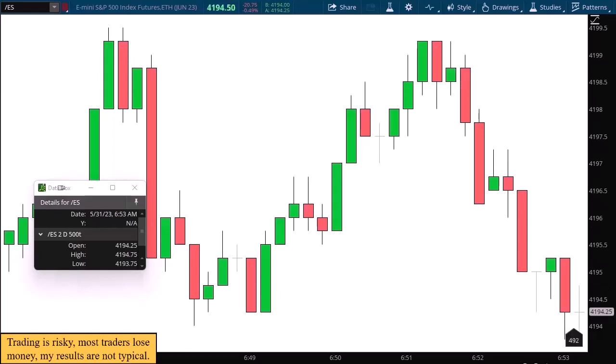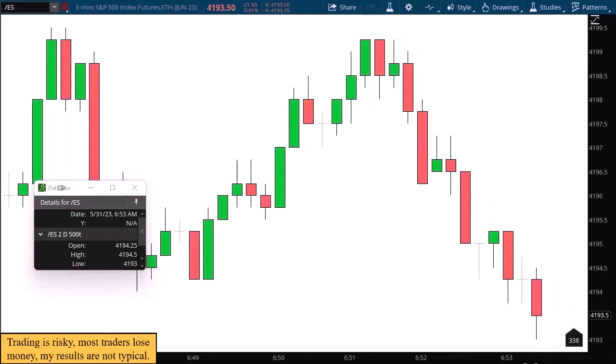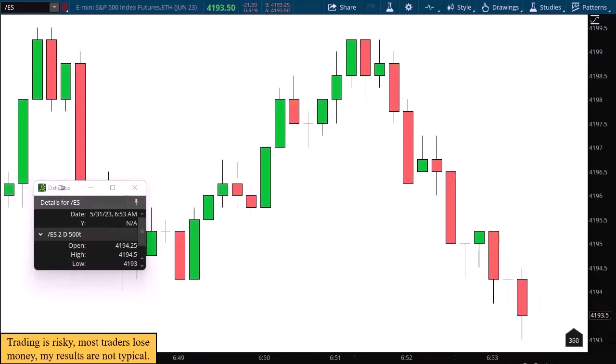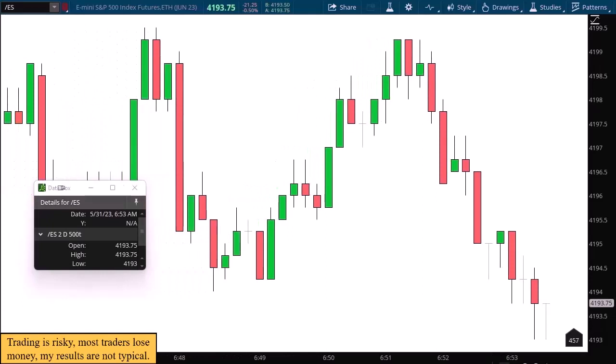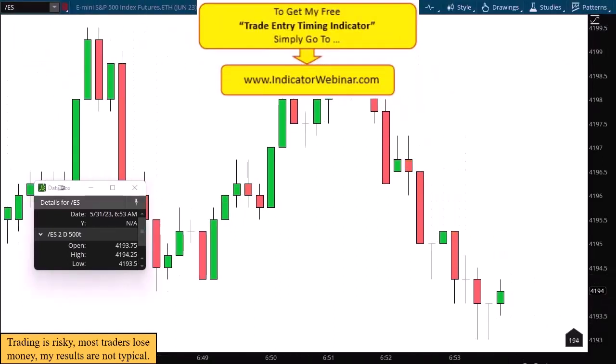One other thing that can actually help speed up your processing time in your mind to make a decision is, instead of just looking at bars like this, to have a timing indicator, an indicator that you just look at and basically it tells you go long or go short. And I'm happy to share that with you. I share that with all of my viewers for free.